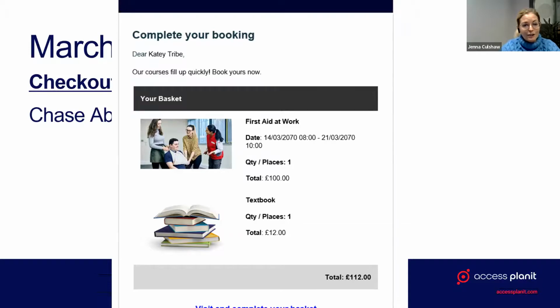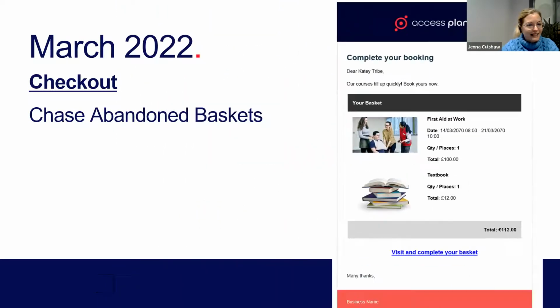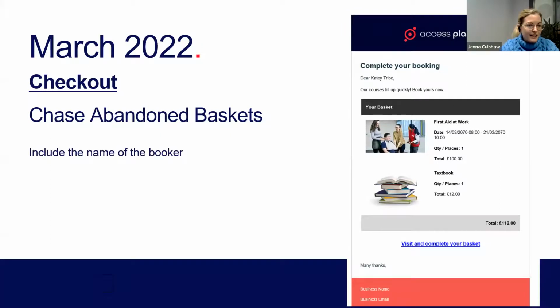But there are 4 key elements that we strongly recommend including in this email. So the first of those is including the name of the booker. And I know that might seem really obvious because the name of the recipient always goes at the top of the email. But we'd also suggest including it in the subject line. So like, Katie, complete your booking with us, or have you forgotten something, Katie? Because it just really demonstrates to the customer that they've got an existing relationship with you, whether they've bought from you before or not. They've found a product or a course of yours that they are interested enough in to have added it into their basket. So definitely include that one.